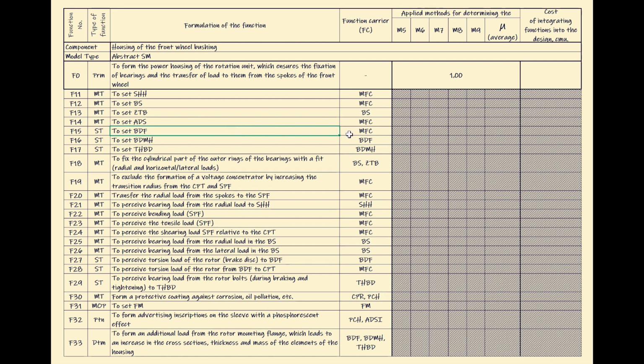The next, the freed physical placement function, which sounds like to set THBD, is specified for the BDMH function carrier. For the carrier of BDF functions, the freed placement function is not specified, since without the presence of the BDMH function carrier, there is no question of the presence of the THBD function carrier. In addition, in this way, we avoid overestimating the BDF in terms of the number of placements.